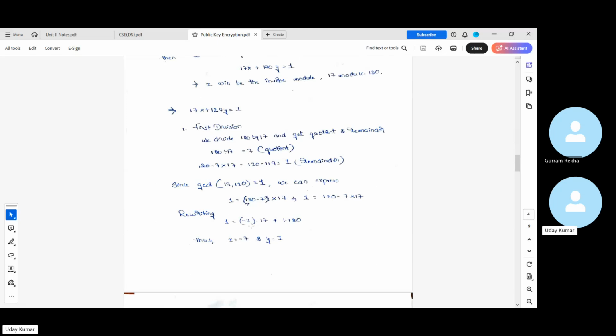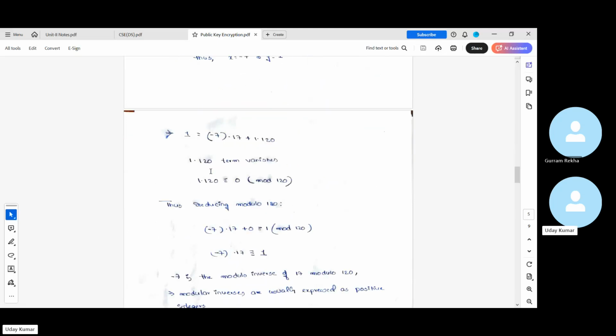So rewriting this, minus 7 into 17 plus 1 into 120. Obviously, here x equals minus 7 and y equals 1. So 1 equals minus 7 into 17 plus 1 into 120. The 1 into 120 term vanishes, since 120 is congruent to 0 mod 120.